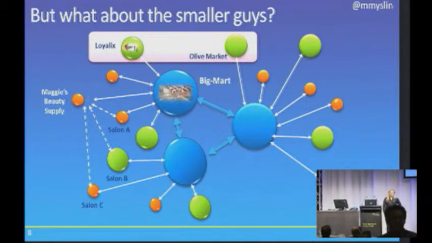Today, with the world of big AI powers, they're only able to sell to enterprises, right? Because if they wanted to sell to someone like Olive Market, just a local grocery shop, how would they do that? They have some on-premise systems that are not exposed to the internet, right? And so what is Loyalix going to do? Are they going to ask them to go and make some changes to their networking infrastructure? Those guys probably don't even have an IT department.